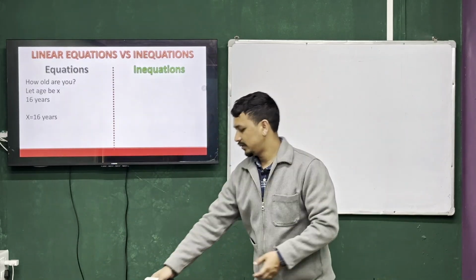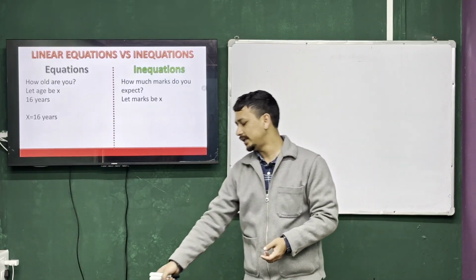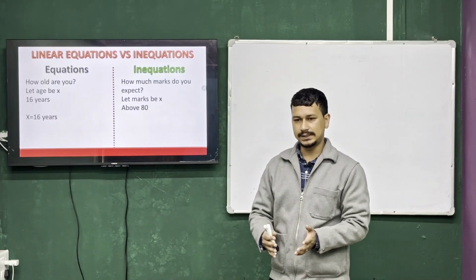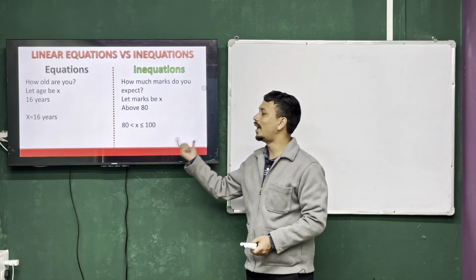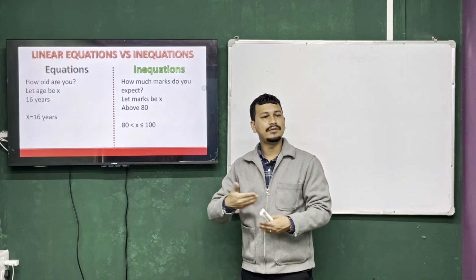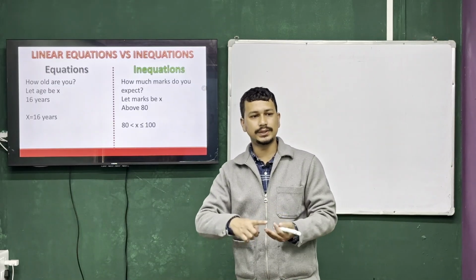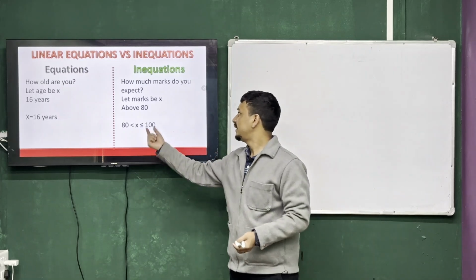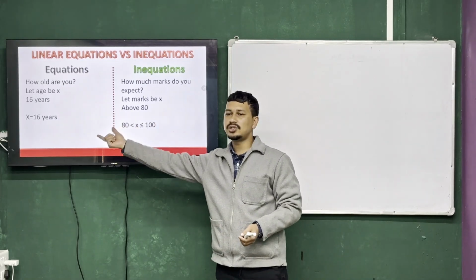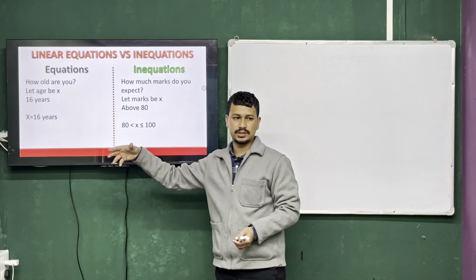So, when we say how much marks do you expect, let your marks be X, then let's say you say above 80, right? That means now X will not have one value, it can have multiple values. It can have values like 81, 82, 83, 84 all the way to 100, right? So there we cannot use an equation to represent this scenario. We have to use an inequation.